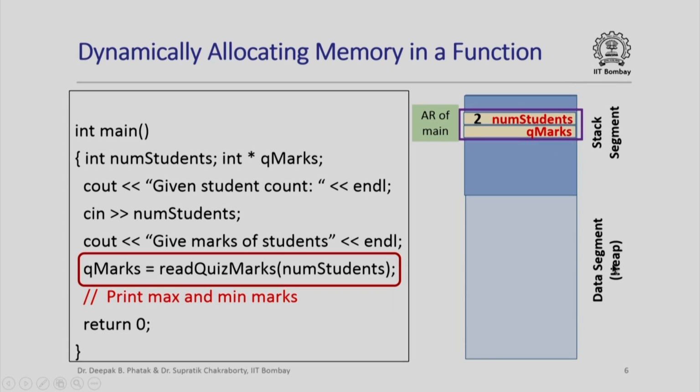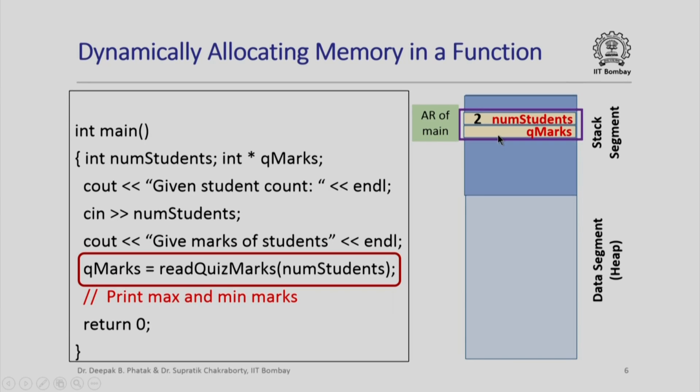So here I have the stack segment and the data segment in main memory. Here is the main function, and when the main function is called by the operating system, the activation record of the main function will be in the call stack in the stack segment. In this activation record, each of the local variables of main function will be present. There will be allocated space in the activation record, and let us say that we have now read in the value of num students, and that is 2. The value of q marks is still uninitialized, so I have not shown anything over here.